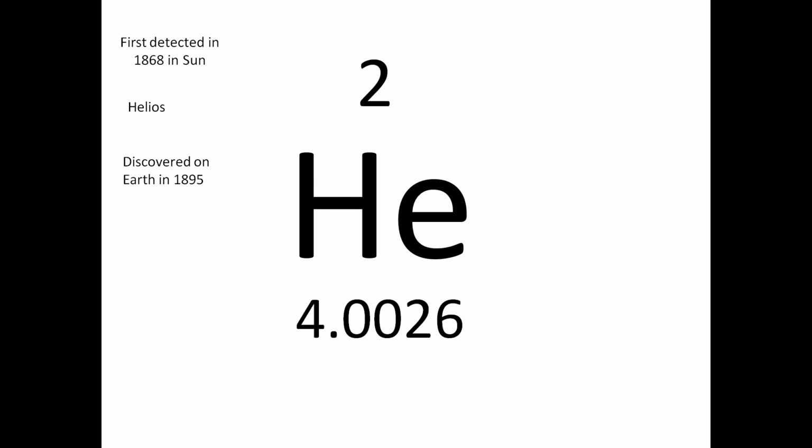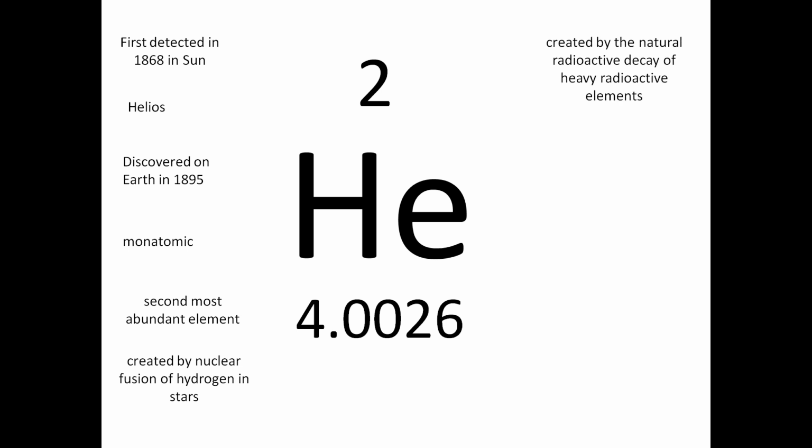Helium is a monatomic element. It's a gaseous element with colorless, odorless, non-toxic, and inert properties. It is the second most abundant element in the universe, making up 24% of its composition, and it's the second least dense element. Most of the new helium in the universe is created by nuclear fusion in stars, such as our Sun. Most helium present on Earth today is created by the natural radioactive decay of heavy radioactive elements such as thorium and uranium.